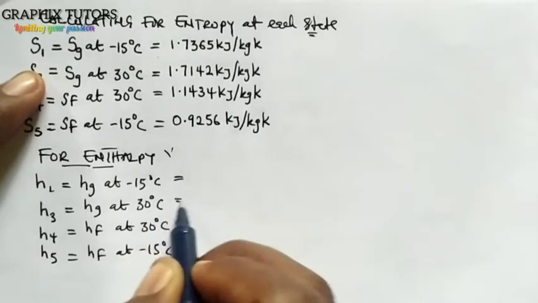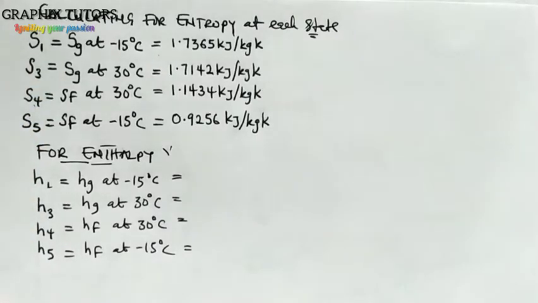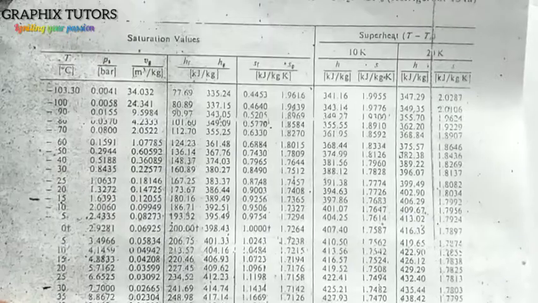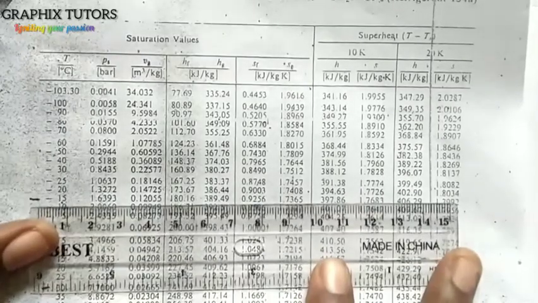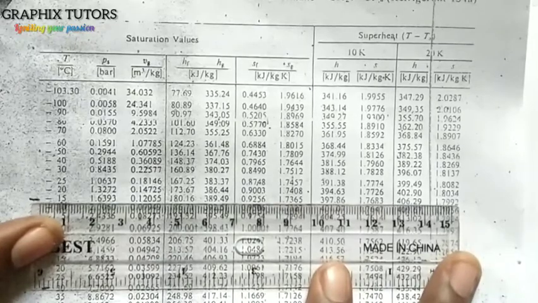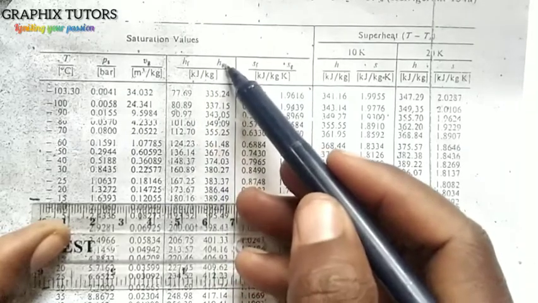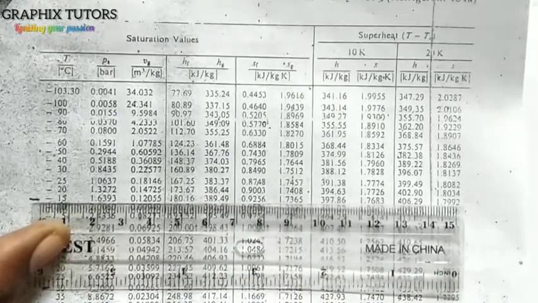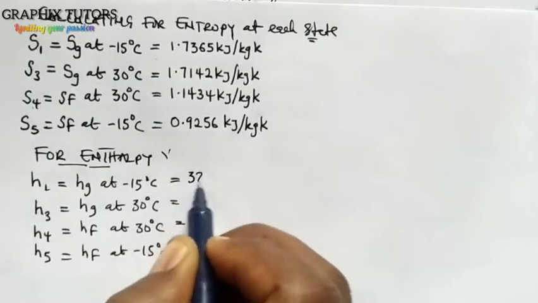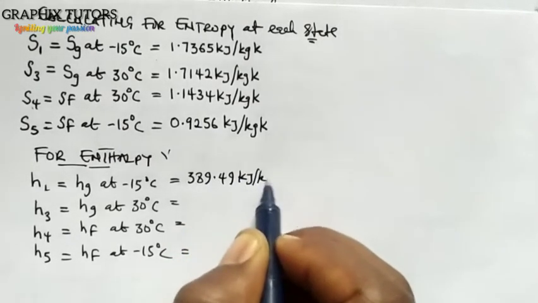So we're going to look for the values of each of them. Now, looking for the values of each of them, we'll visit our steam table. Now, for the steam table, we want to look at H1 at minus 15. So you take your ruler and you place it here. This is minus 15, and this is the value of H. This is HF. H1 is HG. So we'll come here. What do we have? 389.49 kilojoule per kilogram. There.